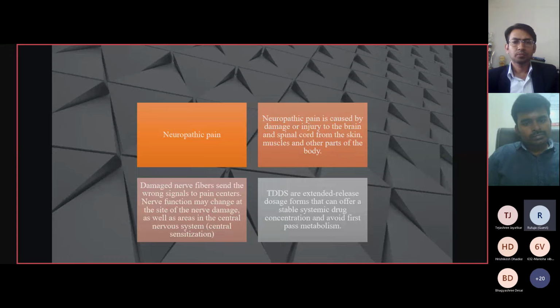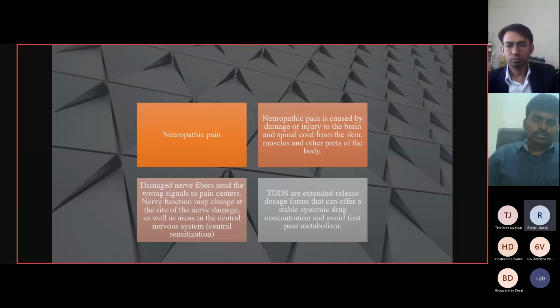other parts of the body. So the damaged nerve fibers send wrong signals to the pain center, and they stimulate pain. Nerve function may change at the site of nerve damage as well as in areas of the central nervous system.